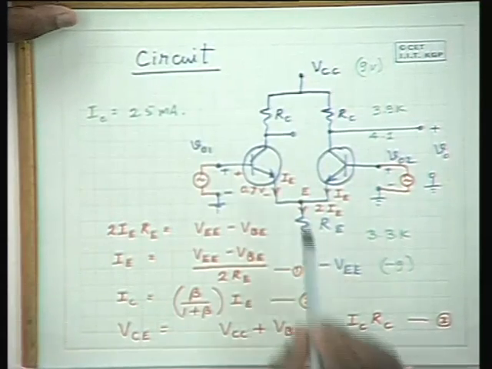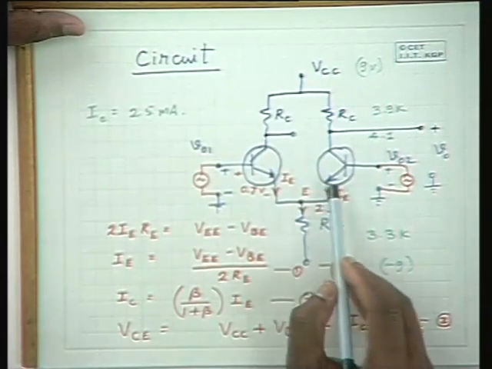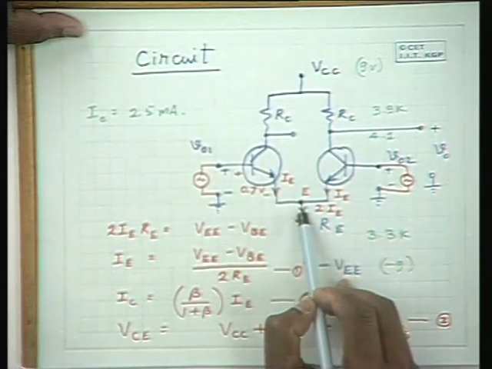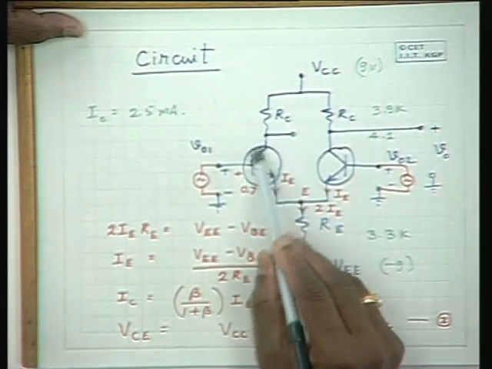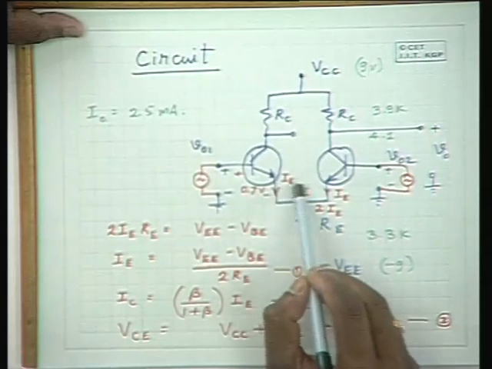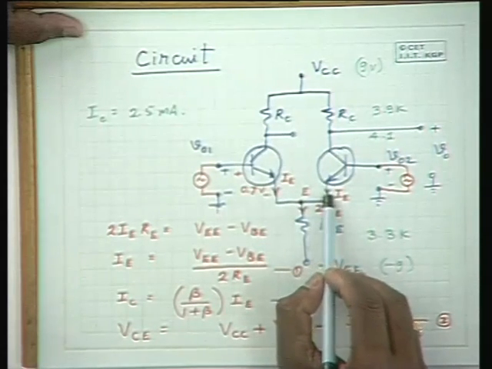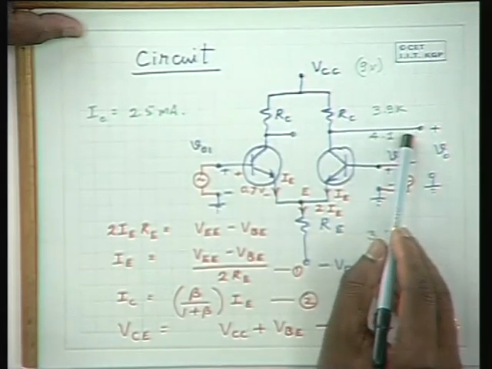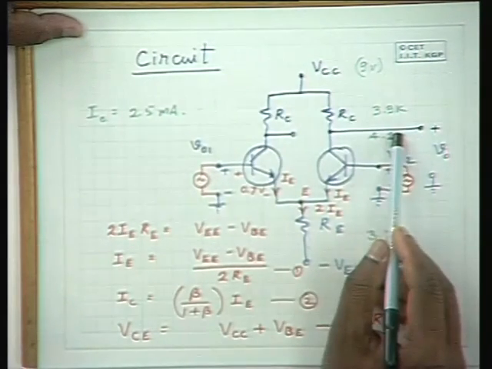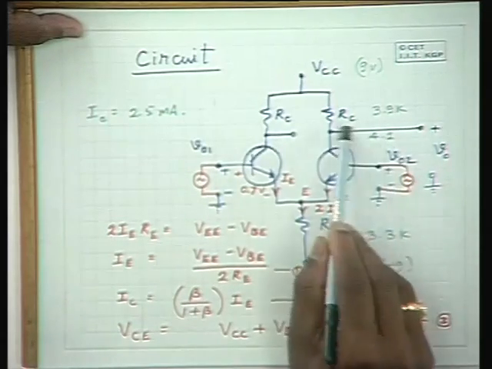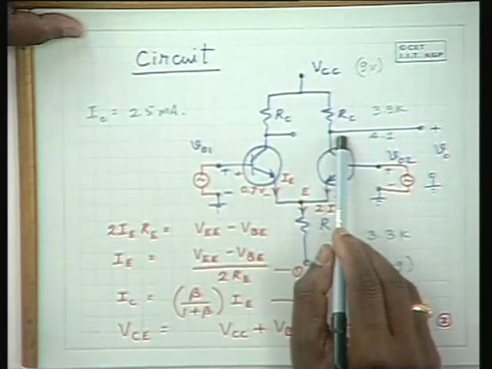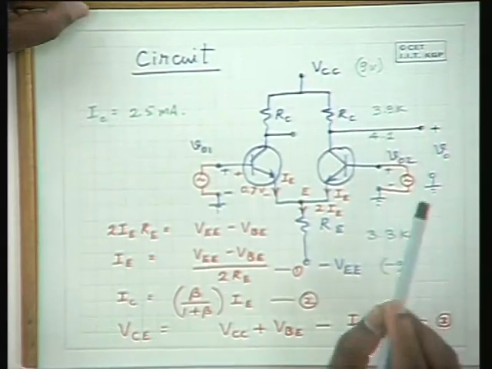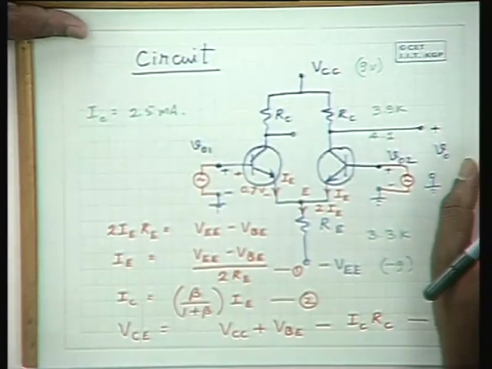So the action of differential amplification is coming because both the emitters are connected together. A tendency to increase IE here has a tendency to decrease the IE there, because of which you have positive gain across these two terminals and negative gain across these two terminals, and that is the key for differential amplification.